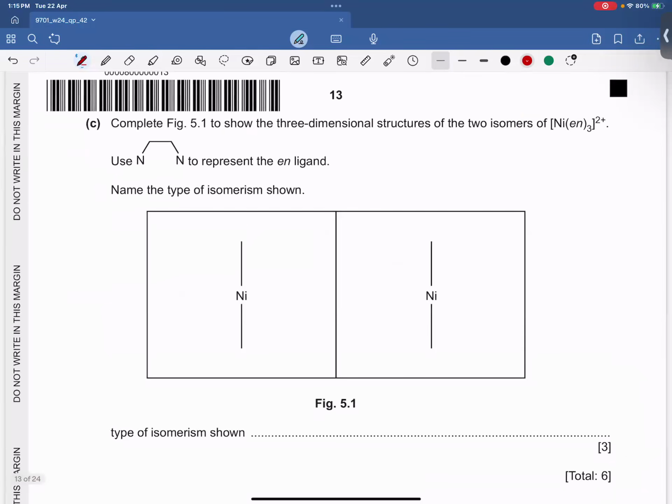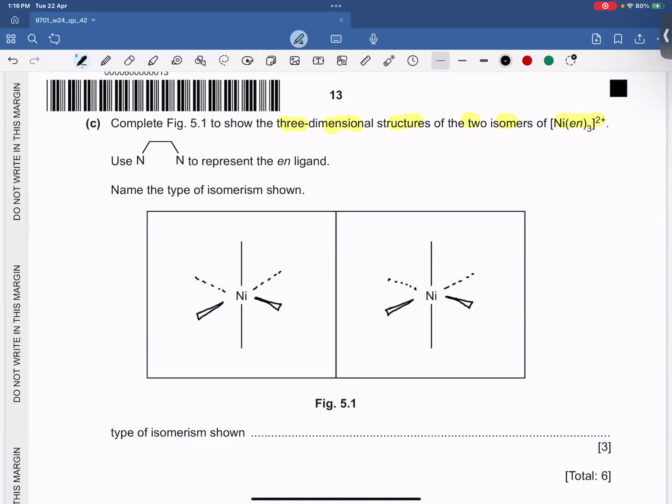Next, complete figure 5.1 to show the three-dimensional structure of the two isomers. Look at this example. This complex has 3 bidentate ligands. So whenever we have 3 bidentate ligands, we can have optical isomerism in which we need to get the mirror images. So first of all, let me draw the dotted line and pyramid to make the 3D diagram. Pyramid is basically out of the plane, dotted line is basically behind the plane. I believe you have an idea of this.